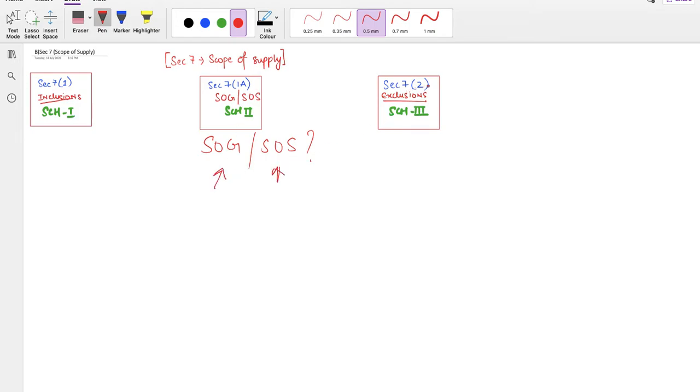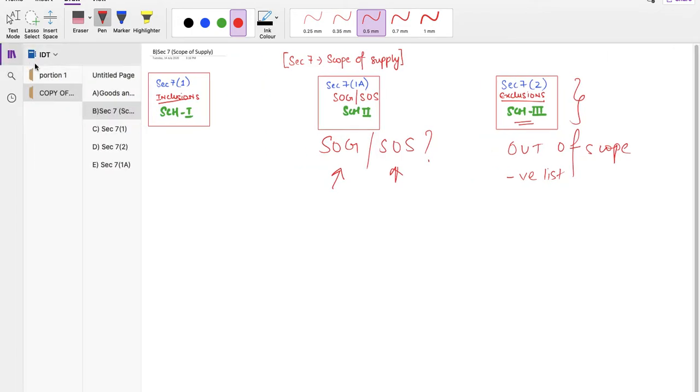And section 7(2) talks about exclusions, out of scope, or we also call it negative list, right? Out of scope. So the activities mentioned in this list, that is schedule 3 list, is out of scope of supply. There are three schedules here, schedule 1, 2 and 3. Remember, schedule 1 is given under section 7(1), schedule 2 is given under section 7(1A), and schedule 3 under section 7 subsection 2.